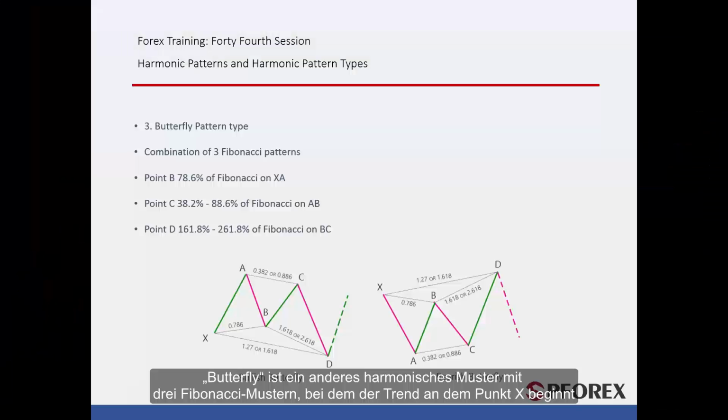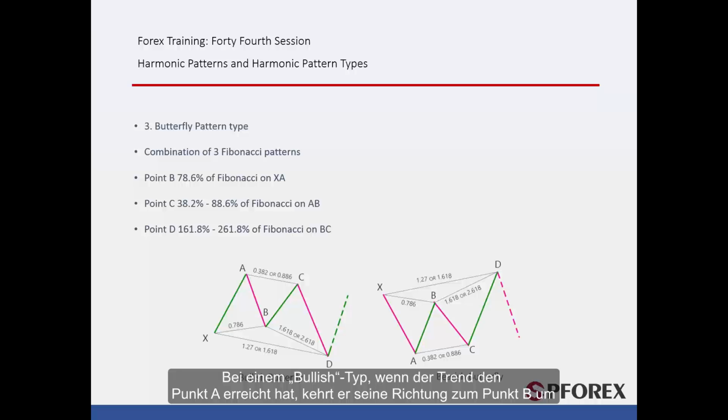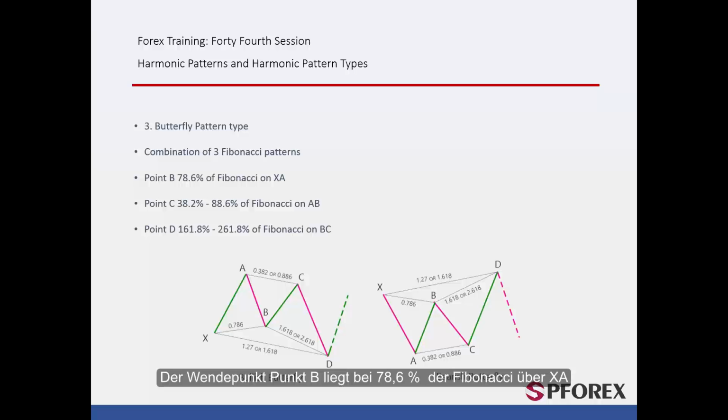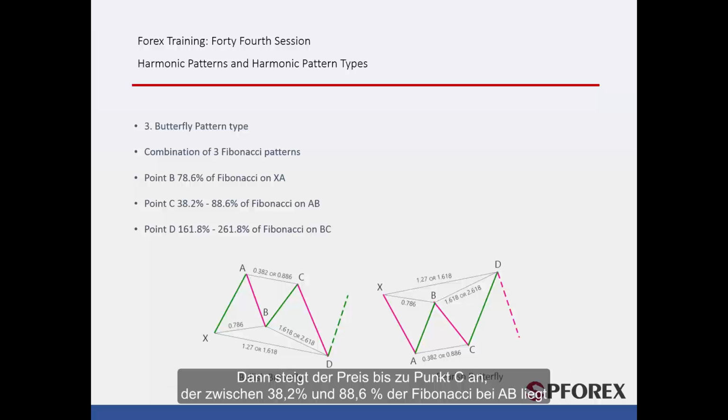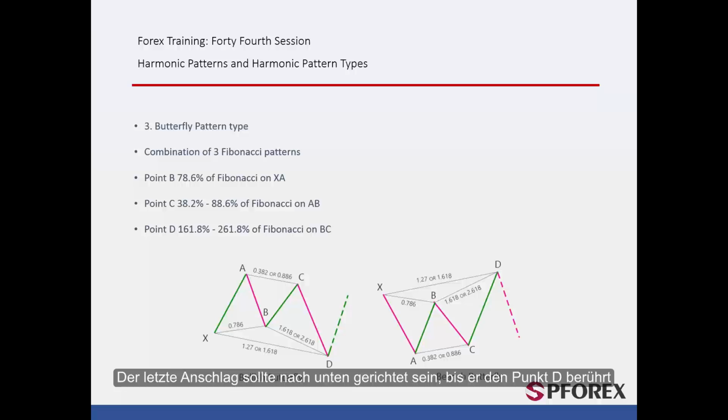Butterfly is another harmonic pattern with 3 Fibonacci patterns in which trends start from point X. In a bullish type, as the trend reaches point A, it reverses its direction toward point B. Reversal point B is on 78.6% of the Fibonacci over XA. The price increases towards point C, which is between 38.2% and 88.6% of the Fibonacci on AB. The last swing should be towards the bottom until it touches point D.